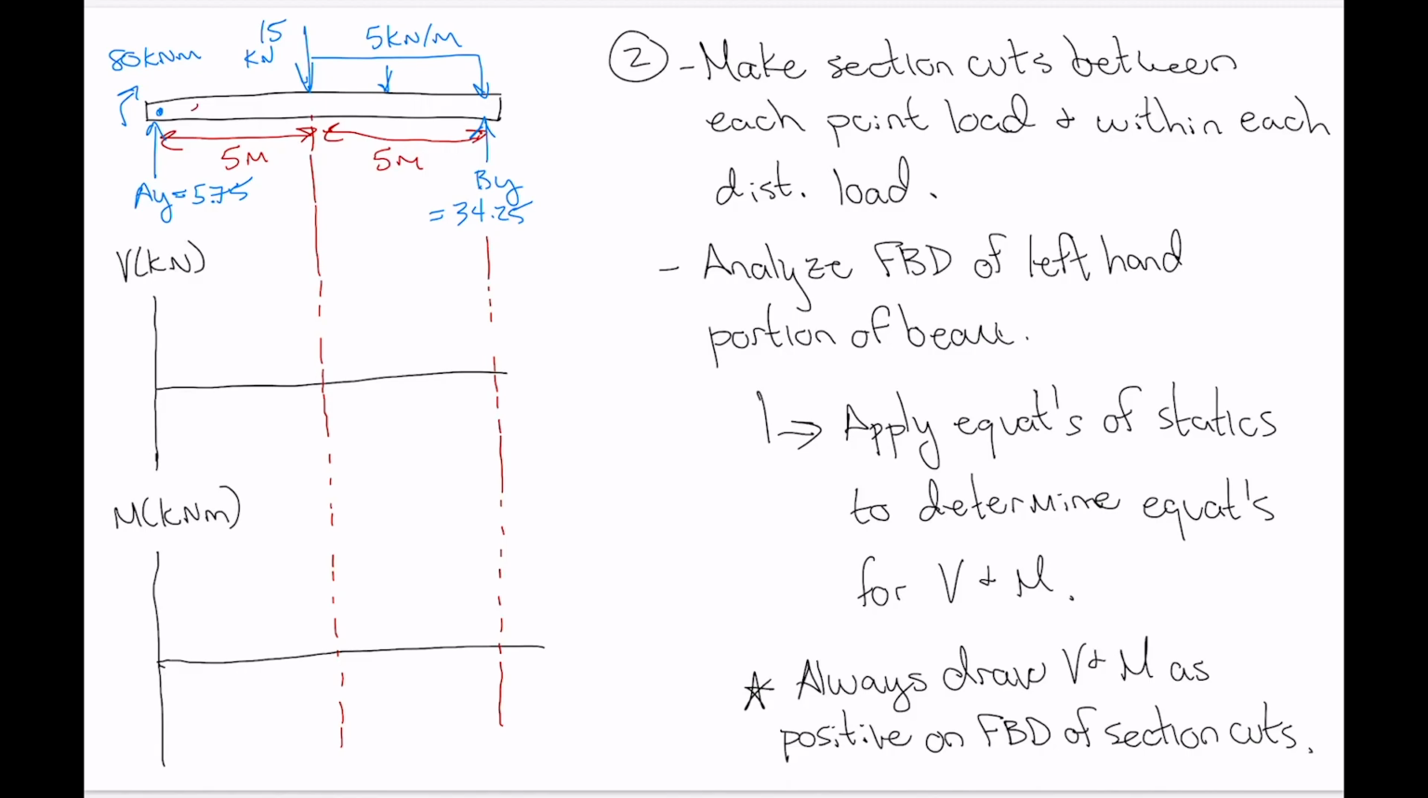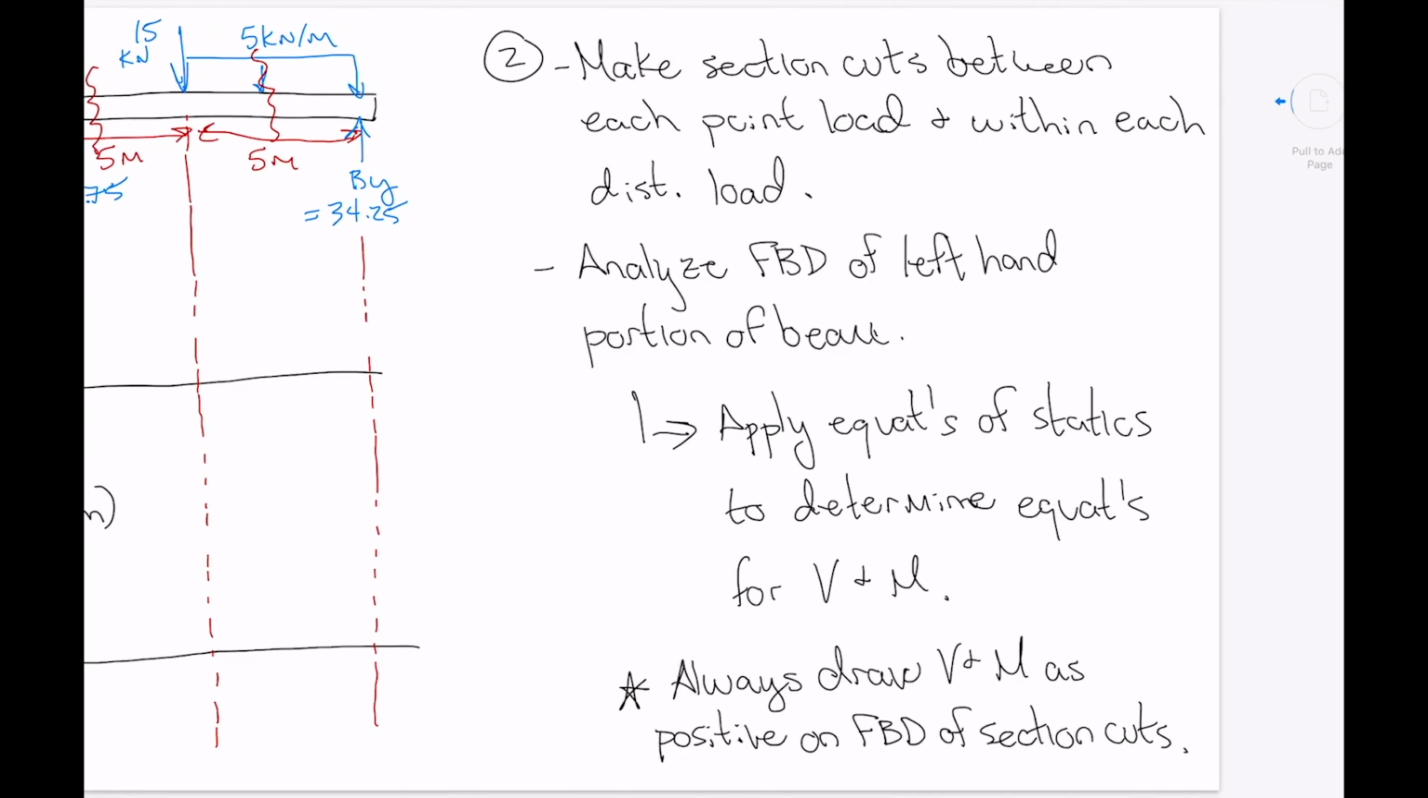So the next thing that we have is the 15 kilonewton point load. So we need one section cut somewhere between point A and that 15 kilonewton point load. And then we're going to need another section cut between the 15 kilonewton point load and support reaction force By. And we need another section cut within that distributed load. So if we take one section cut between the center and point B, that fulfills both of those requirements. So we just need two section cuts in this case.